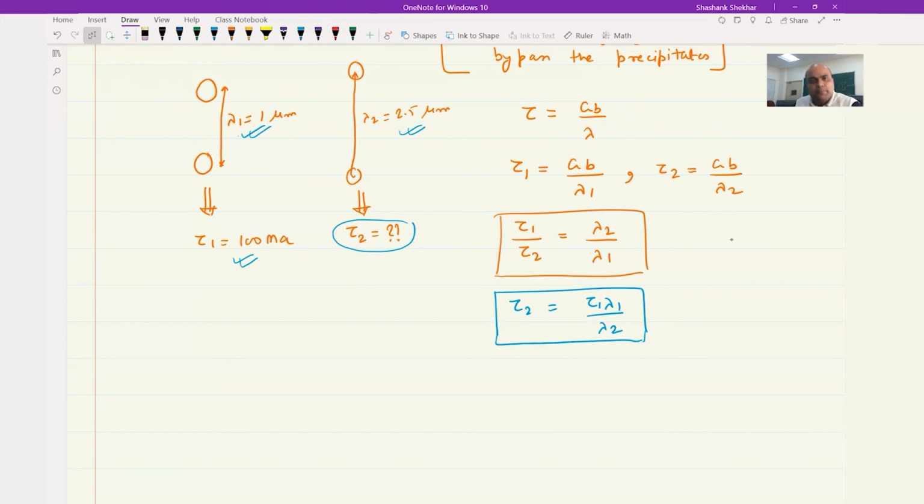So these are the two simplest problems related to precipitation strengthening, and you will know more in the assignments. Okay. So next we are going to discuss solid solution strengthening.